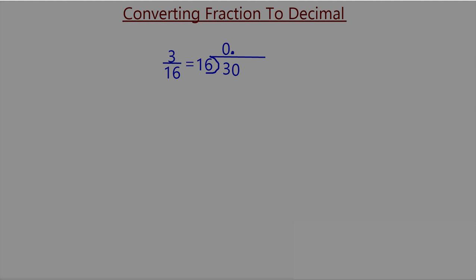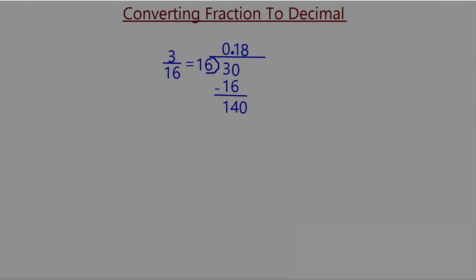30 divided by 16 gives 1. 1 times 16 gives 16. Minus 16 from 30 gives 14. The 14 is smaller than the 16. We always want it to be larger, so we place a 0 after 14. We then have 140. 140 divided by 16 gives 8.